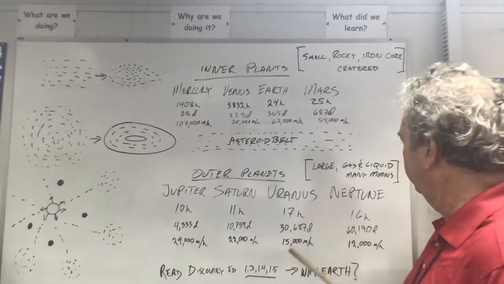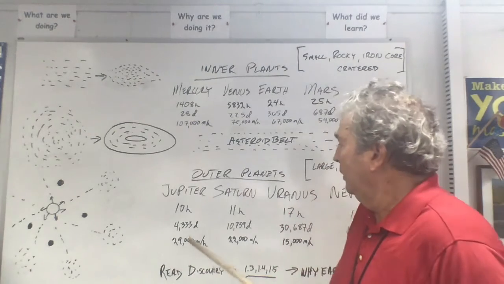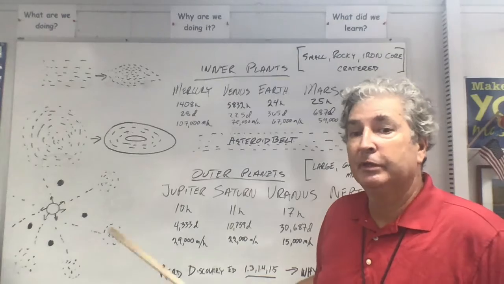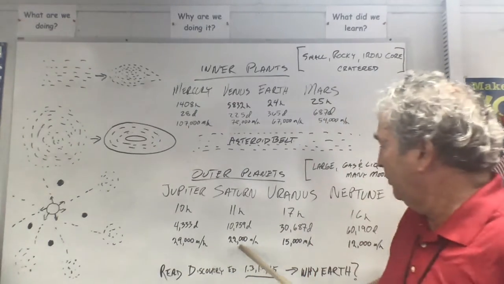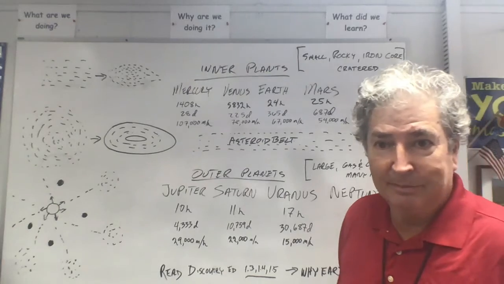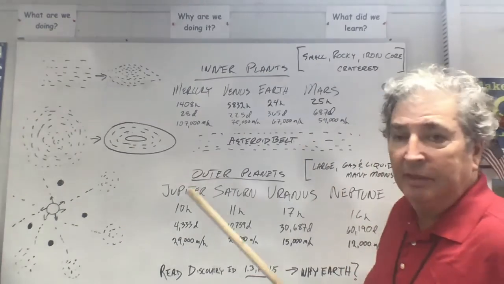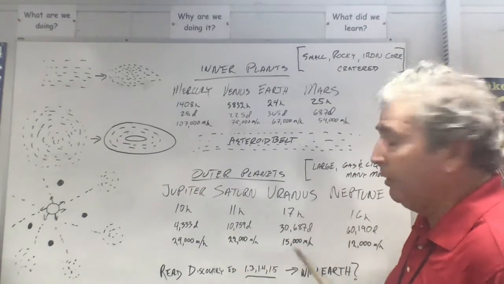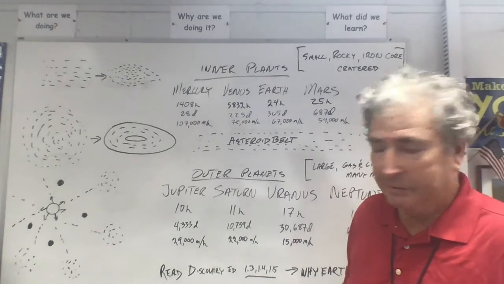29,000, 22, 15, 12,000 miles per hour. Obviously, that's an enormous speed. But in terms of planetary mechanics, the outer planets are slowpokes. Okay? We tend to be in the middle. Mercury's faster, the outer planets much, much slower in their path through space.